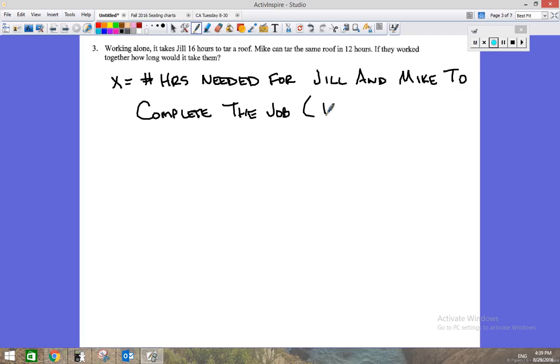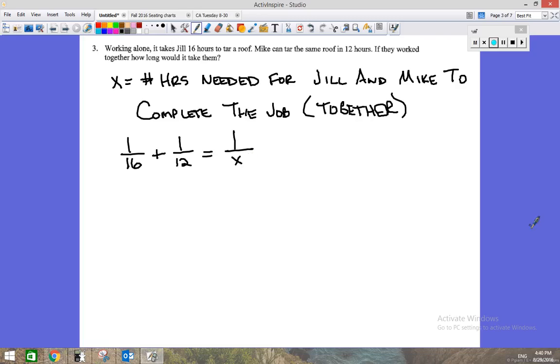And they're working together. All right, so Jill can get, on a per hour basis, 1/16 of the job done. Mike works a little bit faster. On a per hour basis, he can get 1/12 of the job done. We're wanting to know when they work together, what part of the job can they get done per hour.